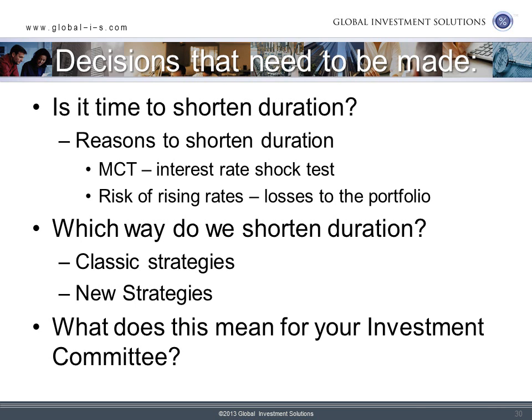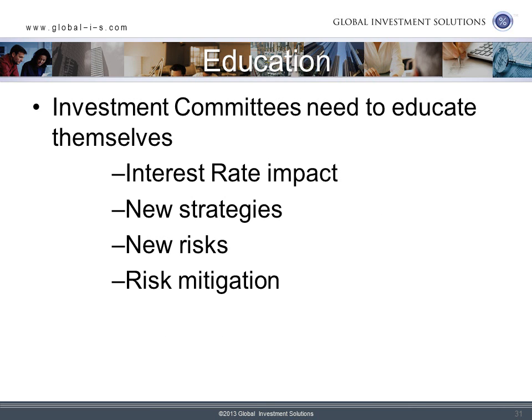So the decision that needs to be made is, is it time to shorten your duration? The reason to shorten your duration: the interest rate shock test, if you're not matched for your liabilities already, is one reason. The risk of rising interest rates and the losses to your portfolio is a very good reason. And then, which way do we shorten duration? Classic strategies, new strategies, and what does this mean for your investment committee?